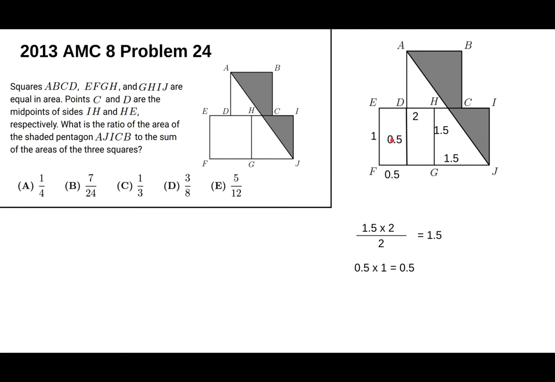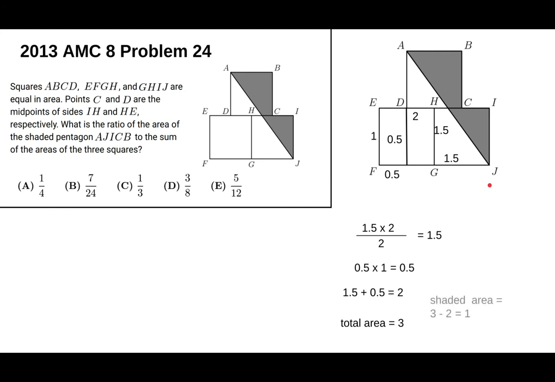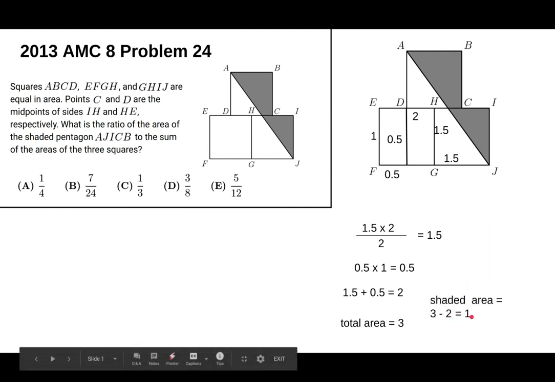If we add the areas of the rectangle and the triangle, we'll get the total white area here. So 1.5 plus 0.5 is equal to 2, which is the total area that's not shaded, or just white. And the total area, since we're assuming every one of these is a unit square, is 3. So the shaded area must be the total area minus the non-shaded area. And the shaded area is this pentagon ABCIJ. So the shaded area is 3 minus 2, which is equal to 1. That's the area of the pentagon.